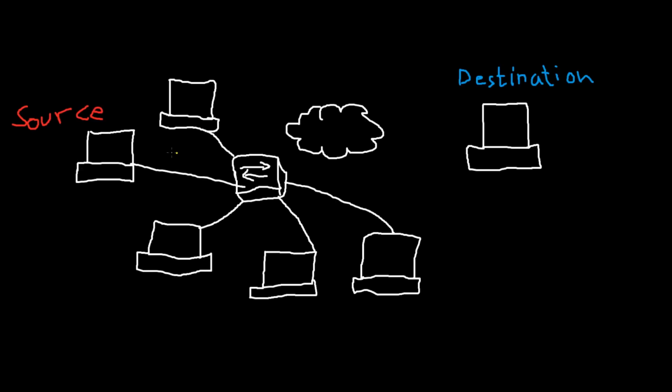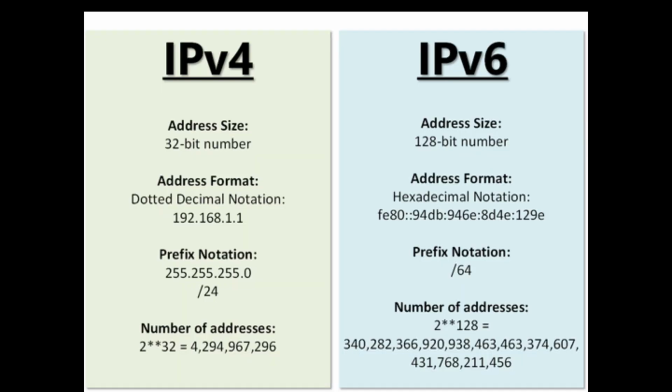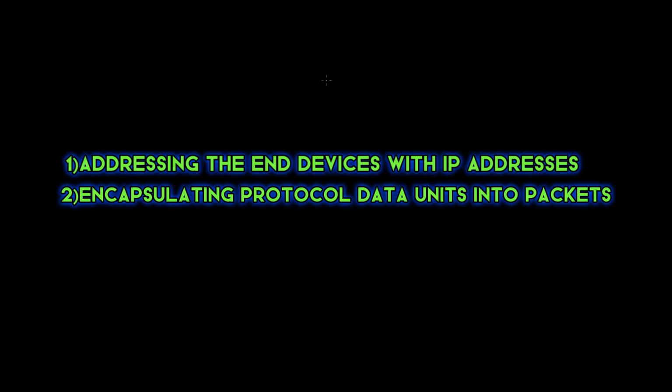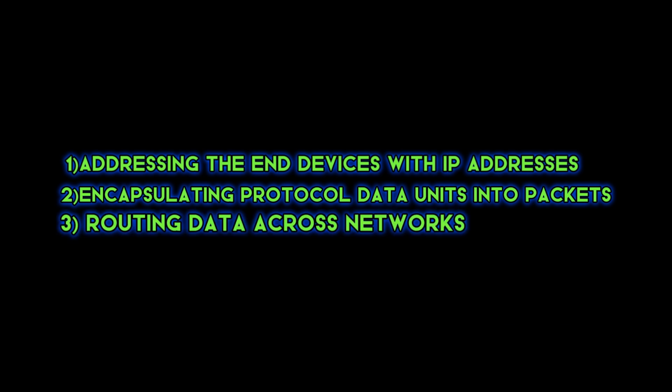Network layer provides the service for end users to exchange data across the networks. Every layer has its protocols, and 2 of the network layer protocols are IPv4 and IPv6 as communication protocols. For end-to-end communication, the network layer does 4 operations: addressing the end devices with IP addresses, encapsulating protocol data units into packets, routing the data across networks, and de-encapsulating data.